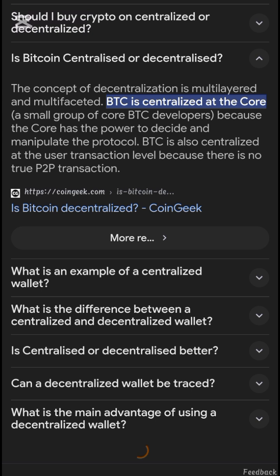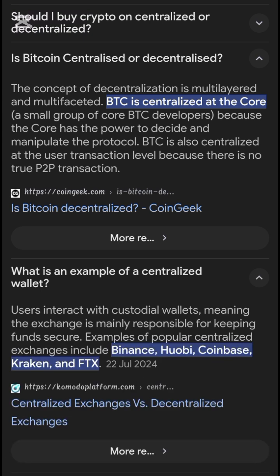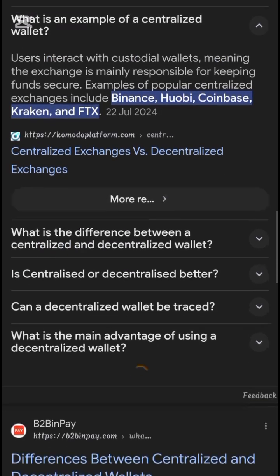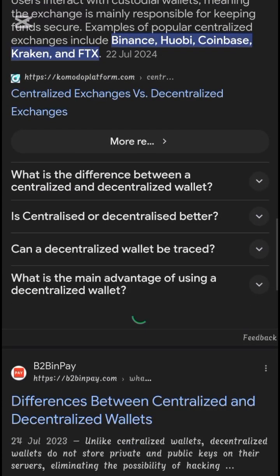What are examples of a centralized wallet? Users usually interact with a custodial wallet, meaning the exchange is merely responsible for keeping funds secure. Examples of popular centralized exchanges include Binance, Coinbase, Kraken, and FTX. Wow, that is great.